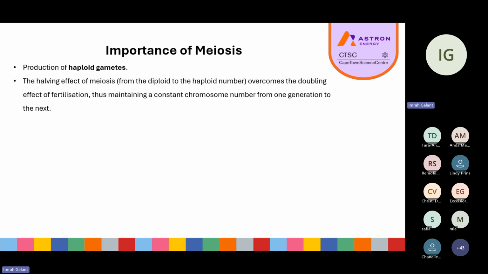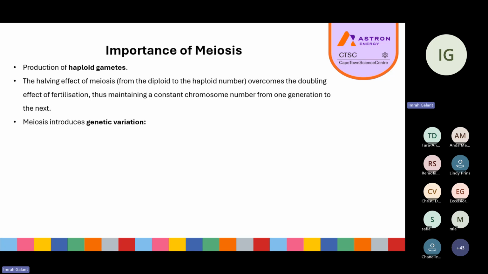So what you can say is that meiosis ensures that each gamete, each sperm or egg cell, contains half the number of chromosomes, so meaning they're haploid, compared to the parent cell, which is diploid. So when fertilization occurs, the fusion of the haploid gametes, egg and sperm cell, restores the diploid number in the zygote. So this balance between meiosis and fertilization is crucial for maintaining a consistent number of chromosomes across multiple generations.